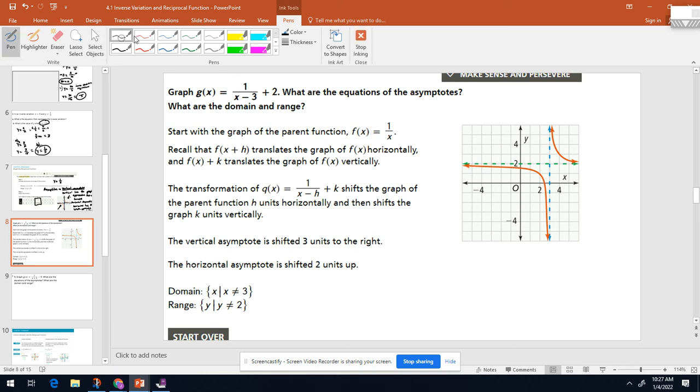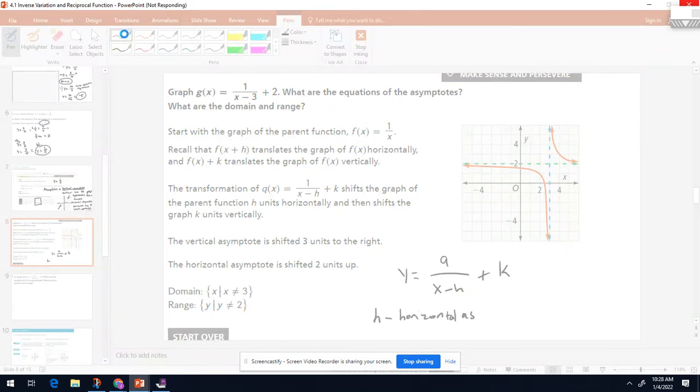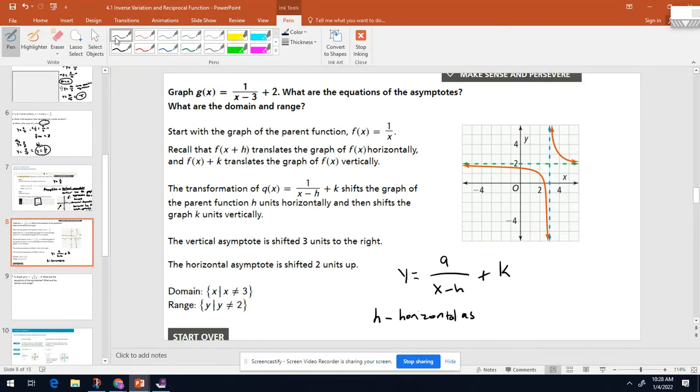Okay, so now we get a little bit more difficult. I want to talk about this slide right here. There are not many questions on your homework today on this, but we will be looking at this over the next couple of days. If I give you a problem that looks like this, we should be familiar with k and h. This h is going to be my horizontal asymptote, and it's always the opposite. What do I mean by that? If this was a -5, the asymptote would be at 5.